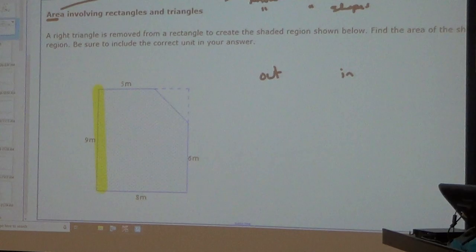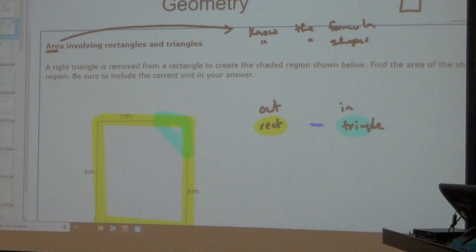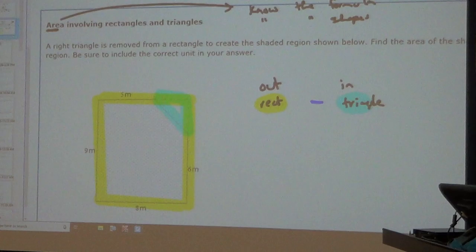This is my outside shape. What is my outside shape? A rectangle. What is my inside shape? My inside shape is going to be a triangle. Now, I am going to be subtracting those two shapes. And the reason I'm subtracting is because if I was adding, it would look like this. Adding means you're gluing them. Subtracting means you're cutting them out or taking them away.